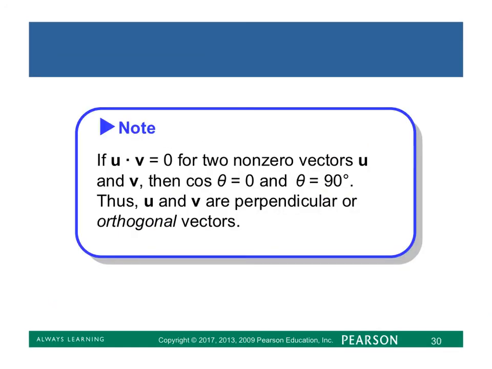If u dot v is 0, which is what we had, for two non-zero vectors u and v, then the cosine of theta is 0 and theta must be 90. We say that u and v are perpendicular or orthogonal vectors. Thank you very much for that. And that is the end.